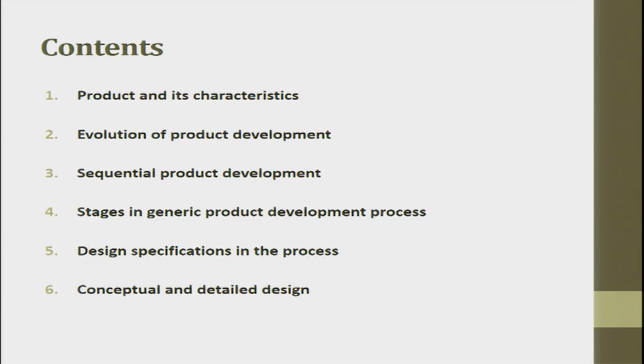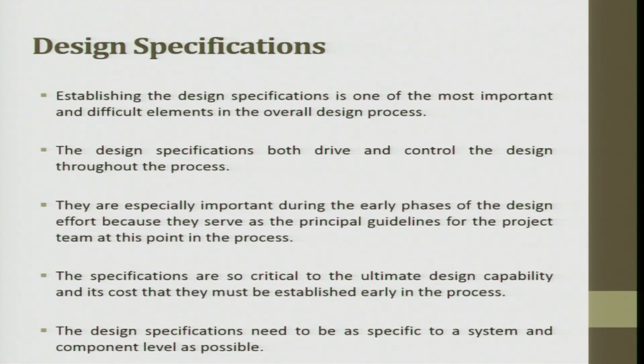So, we have been discussing product and its characteristics, evolution of product development, sequential product development, stages in generic product development process, and now we are more focused towards design specification in the process. Last lecture we were seeing how we take customer needs, convert them into engineering specification, and then develop conceptual details, then go for engineering details, release it for production, and then go for marketing. So, this is the sequence it follows, right. Now we will start focusing more on design specification.